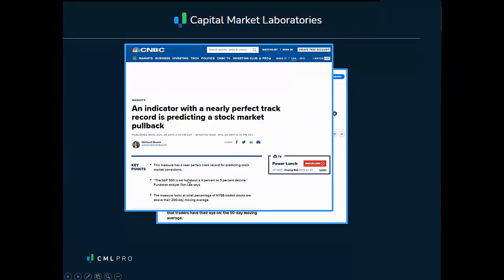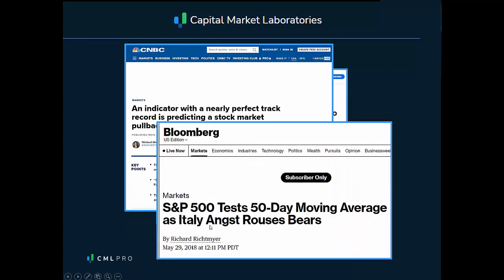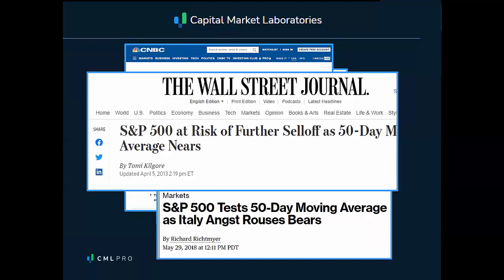The S&P 500 is set for about a 4%, 5% decline. The measure looks at what percentage of NYSE stocks are trading above the 200-day moving average. A nearly perfect track record. This is mainstream media talking about moving averages, 50-day, 200-day. Bloomberg: the S&P 500 is testing its 50-day moving average. The media is telling us that it matters. It is creating a psychology around the fact that it matters. And therefore it does.